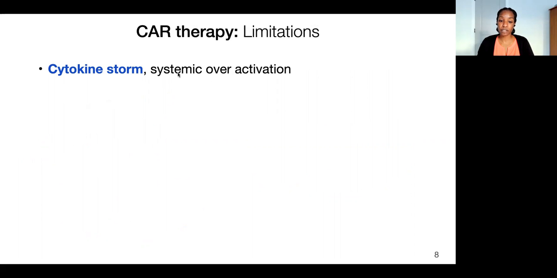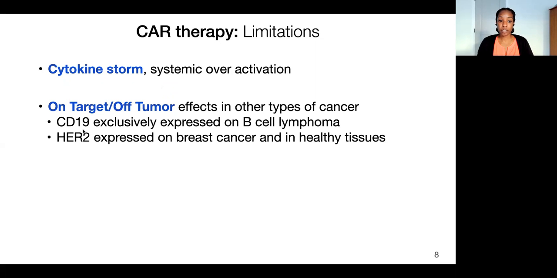This is an overactivation of the immune system that is thought to occur in part because the engineered receptors do not have the same control mechanisms that are present in endogenous T cell receptors. That can lead to a flooding of the body with cytokines and can be very harmful or even fatal to patients. Another limitation arises when trying to adapt the therapy to other kinds of cancers.